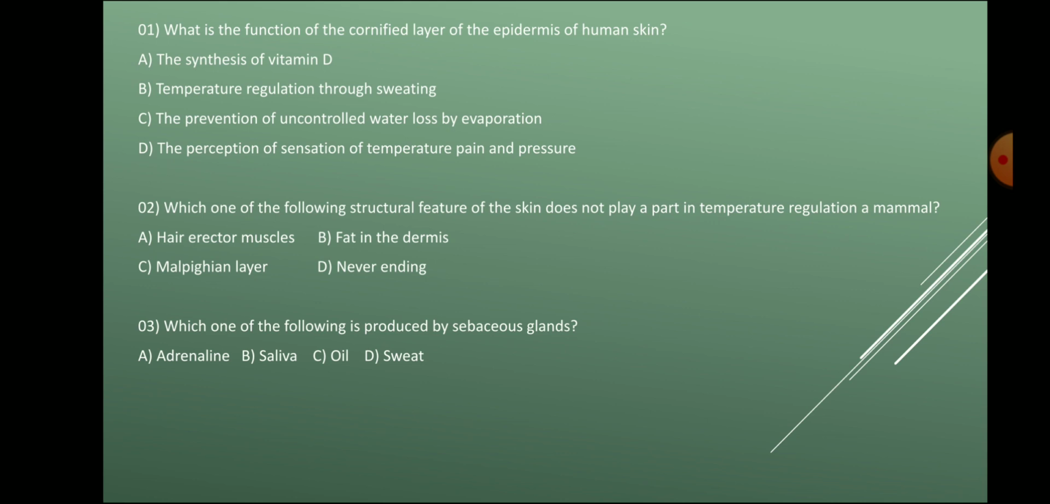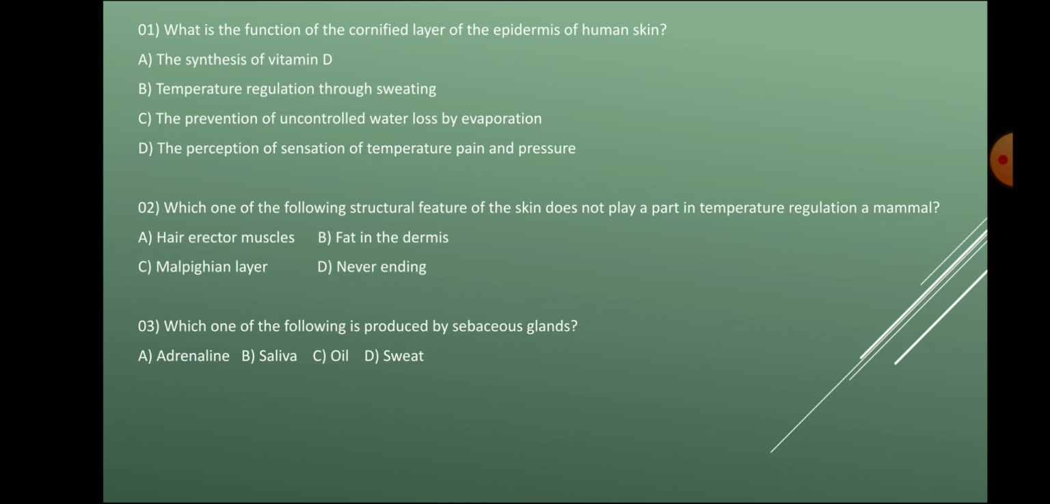The next question is, which one of the following structural features of the skin does not play a part in temperature regulation in a mammal? The options are: A, hair erector muscles; B, fat in the dermis; C, Malpighian layer; and D, narrow ending. So the correct option is Malpighian layer. That means the Malpighian layer does not play a part in temperature regulation.